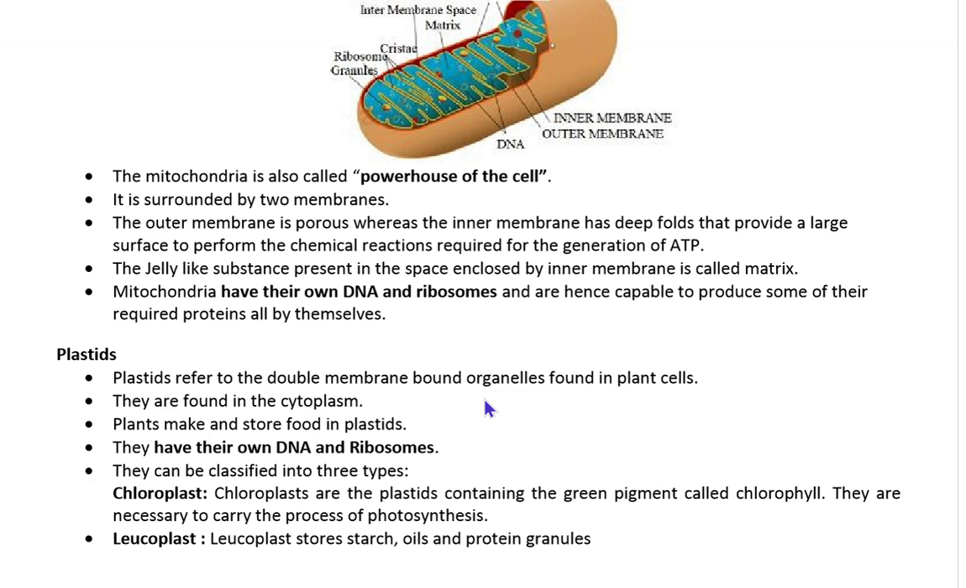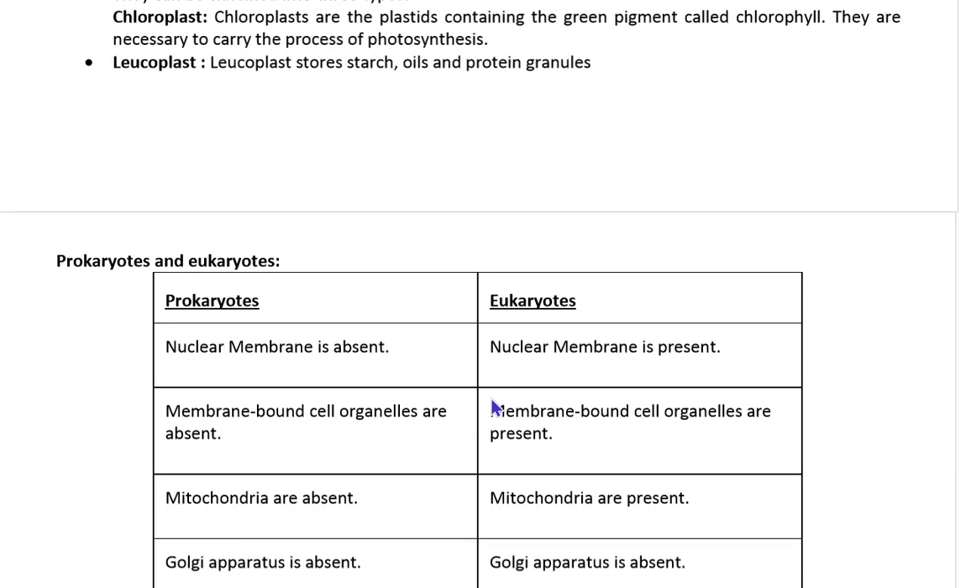The next plastids are leucoplasts. They are colorless or white plastids. They store starch, oils and protein granules.